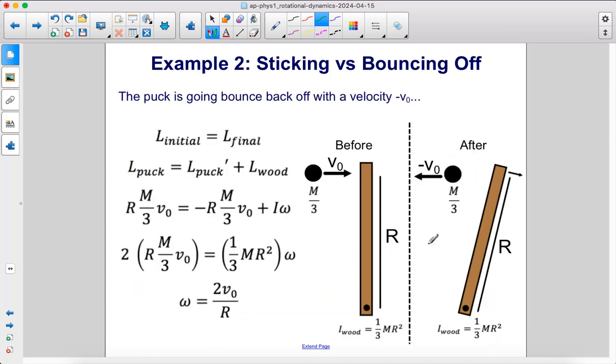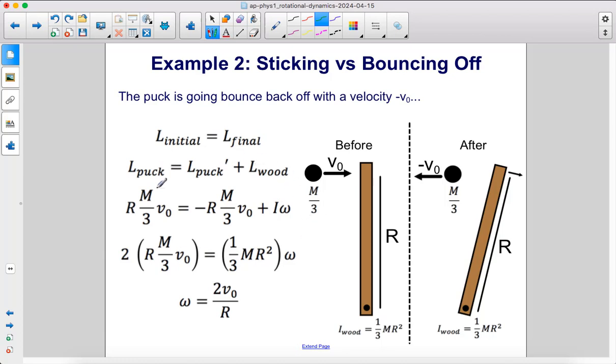All right, now we have the hockey puck. The hockey puck is going to collide and then bounce back with a velocity of negative v naught. So initially, the only thing moving is the puck. After, the puck now has negative momentum, so we'll have the final momentum of the puck, and the wooden rod also has angular momentum. So now we have two objects with angular momentum.